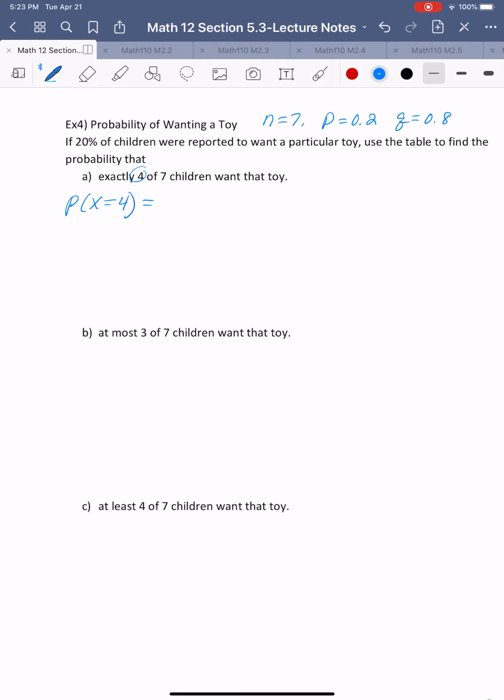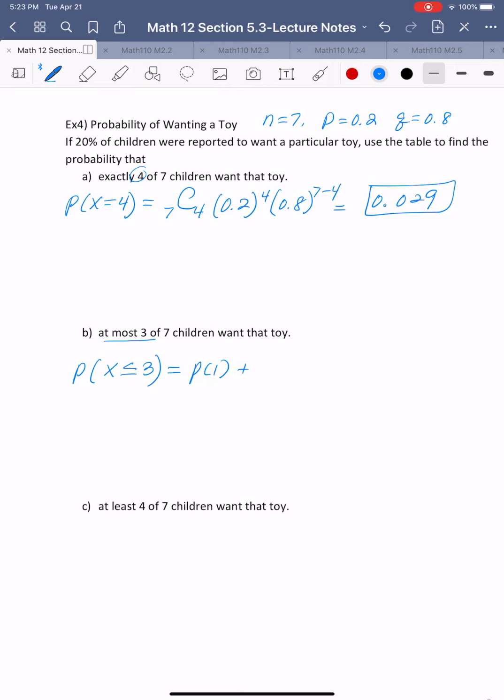So you can use this one though. Combination 7 choose 4 times 0.2 to the 4th power and 0.8 to the 7 minus 4, which comes out as 0.029 if you round it, okay? Now, at most 3, which is P of x less than or equal to 3, which is the same as P of 1, P of 2, P of 3. Oh, P of 0 first, sorry about that.